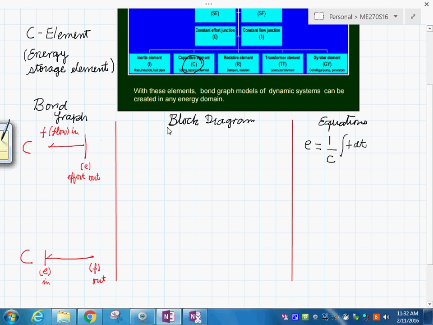And it follows from this that, if you differentiate this, E is equal to 1 over C times q. No, dq dt is f. There we go.